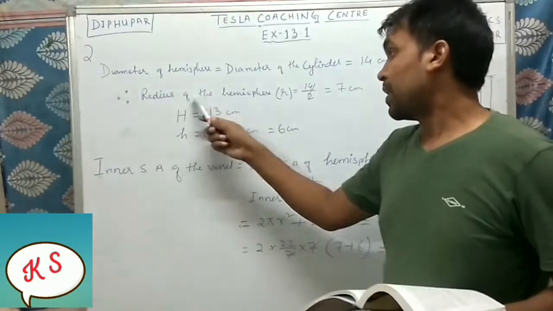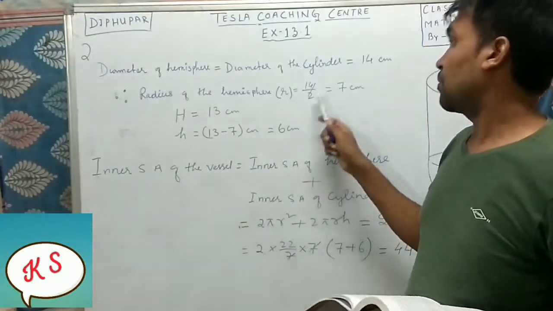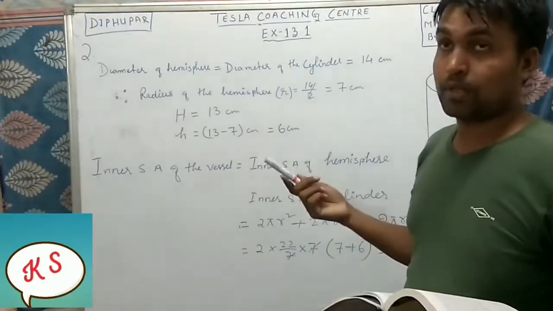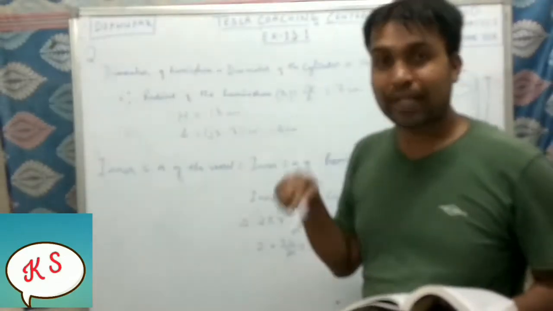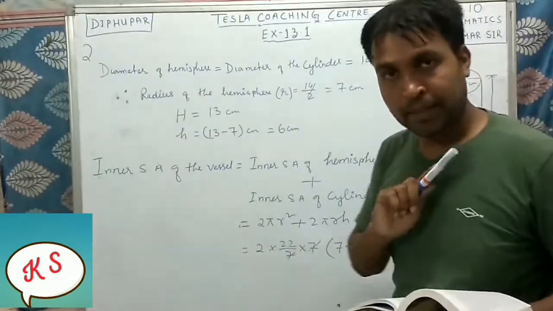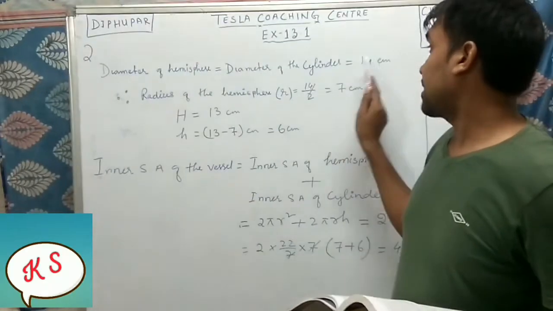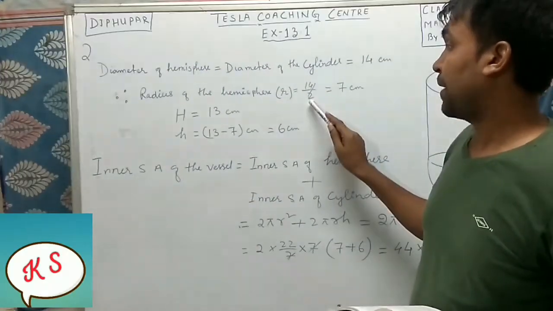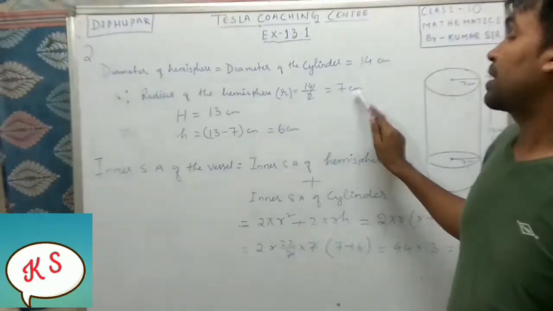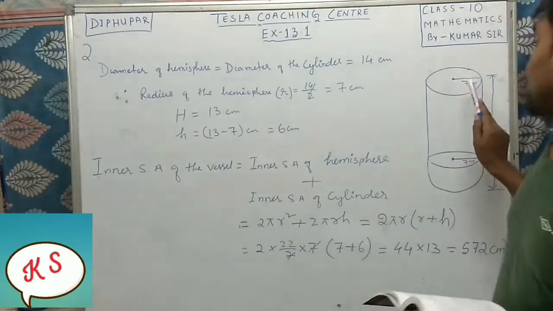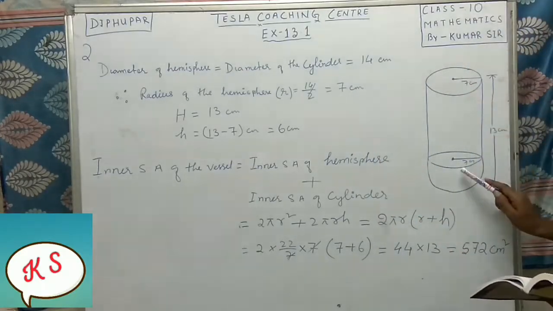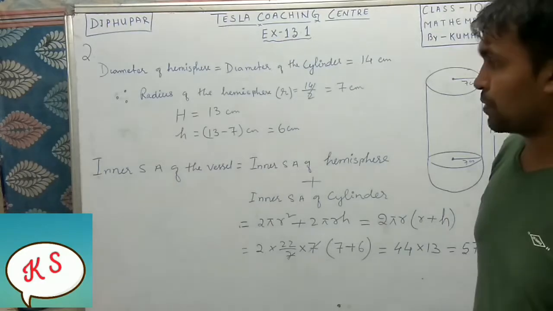So radius of the hemisphere r is equal to, formula of radius is what? D by 2, that is diameter divided by 2. D is 14 centimeters. So 14 divided by 2 gives us 7 centimeter. That is what we have written in the diagram, 7 centimeter, 7 centimeter. Hope you have understood.